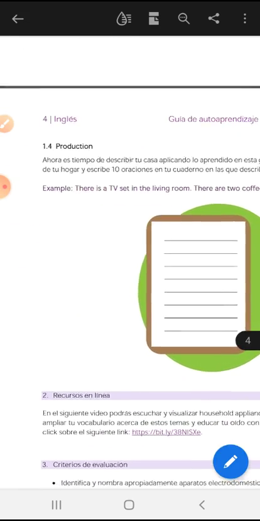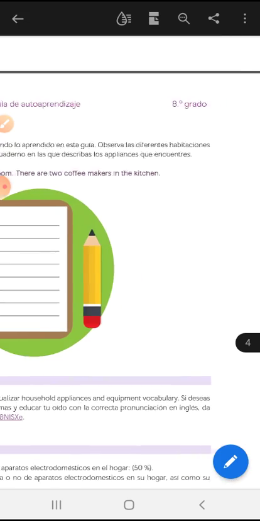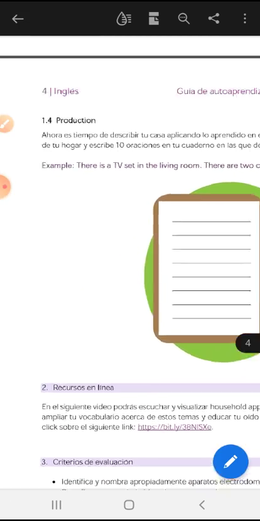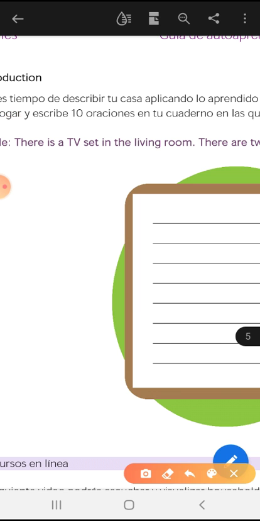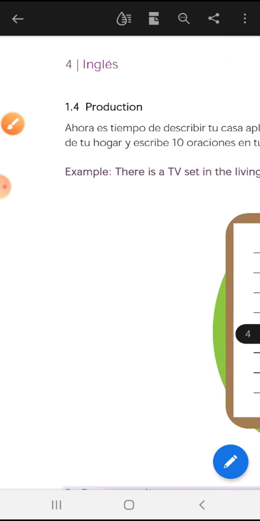Okay? Y así respondemos las preguntas. Finally, in the production, es tiempo de describir tu casa aplicando lo aprendido en esta guía. Observa las diferentes habitaciones de tu hogar y escribe 10 oraciones en tu cuaderno. Attention here. Escribe 10 oraciones en tu cuaderno en las que describes las appliances que se encuentran.